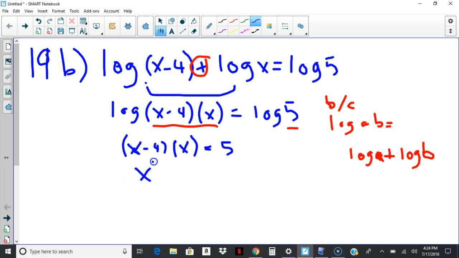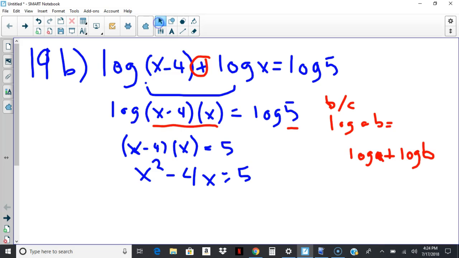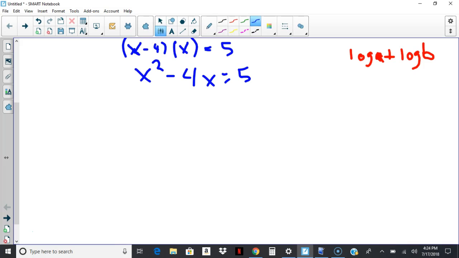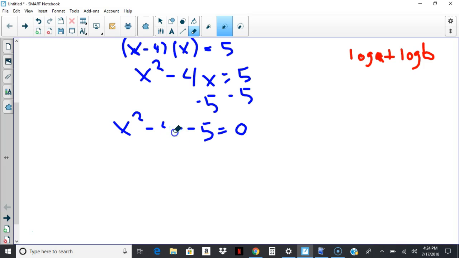Okay, and on the left-hand side, I can clean it up by doing some distributing. So I get x squared minus 4x is equal to 5. And hopefully you're recognizing, hey, this is a quadratic, right? And what I'd like to do with a quadratic is get everything to one side. So I'm going to subtract 5 from both sides. So my equation now is x squared minus 4x minus 5 is equal to 0. And then we can clean this up a little bit.